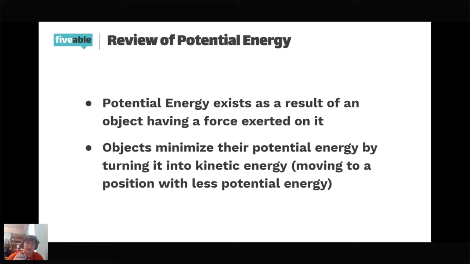And objects minimize their potential energy by turning it into kinetic energy. For example, if you're on your bed and you roll off your bed, you fall to the ground. Kinetic energy is the energy of motion. It's proportional to your speed squared, so the faster you're going, the more kinetic energy you have. And an object minimizes its potential energy to become the most stable.